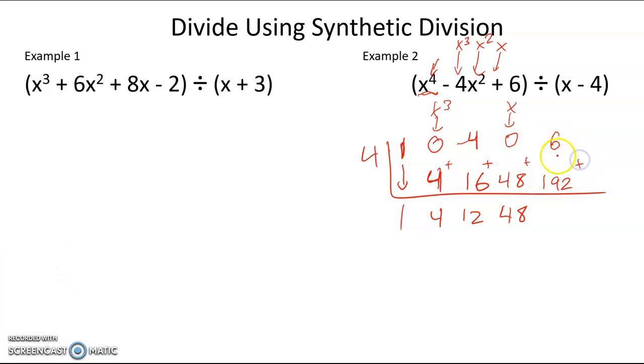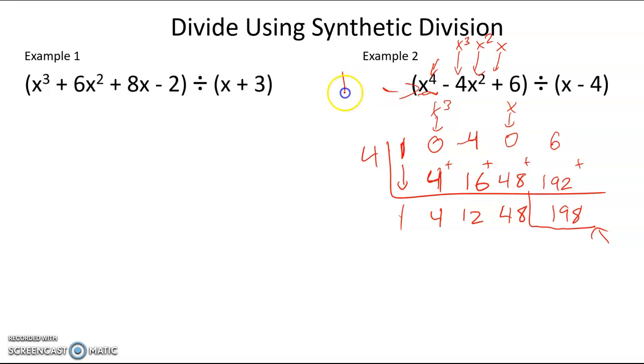I add those together, 6, and I get 198. Put a square around that last number. I always recommend putting a square around that last number there. All right, so again, numbers down here, we just multiply. Just multiply to get these numbers up there.